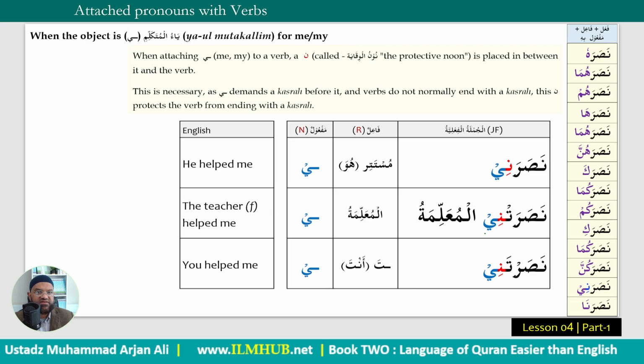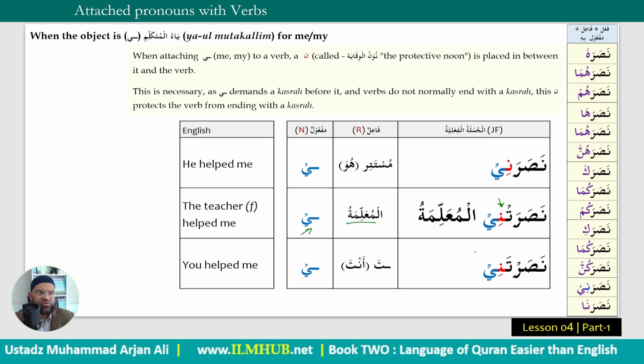Next, we have the female teacher helped me. Nasaratni al-muallimatu. Of course, you read it together, nasaratni al-muallimatu, but that's a different issue. So we go back here, al-muallimatu, and ya as my doer, the noon is there for protection.